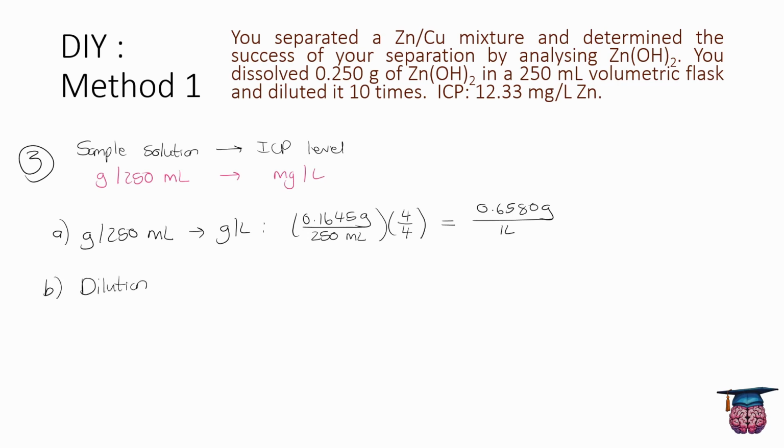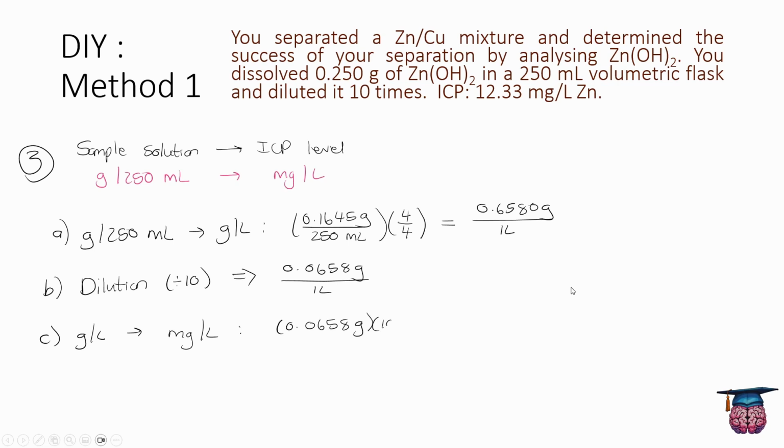Next, we need to take dilution into account. Because we are moving from sample to ICP, we divide by 10 because we diluted 10 times. And this leads to a value of 0.0658 grams per liter. Finally, we need to get our gram per liter value to milligrams per liter. This is just simply multiplying our gram value with 1000 to get a value of 65.80 milligrams per liter zinc.